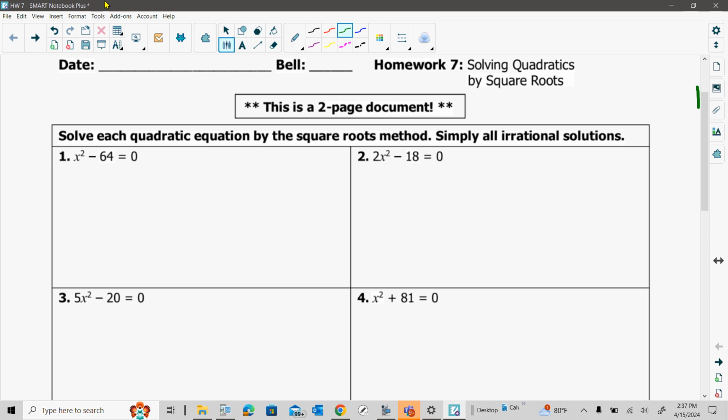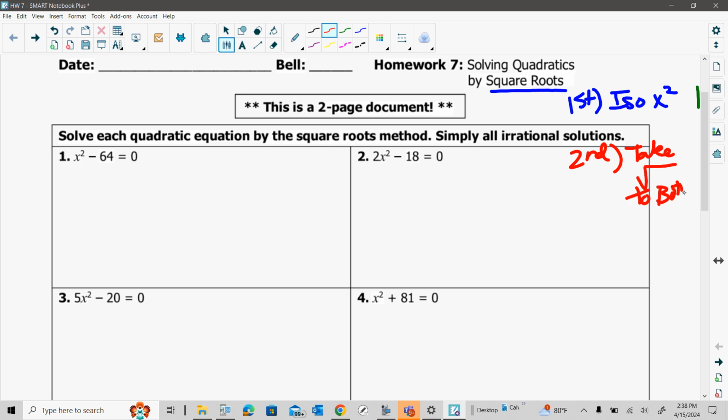All right, guys, this is just some help on some of these problems for your homework tonight. So we're solving by taking the square root. That means first we have to isolate, I'm just going to put iso, the x squared term. And then second, we're going to take the square root to both sides. I'm just recapping the steps that were on our notes today when we looked at two different forms.